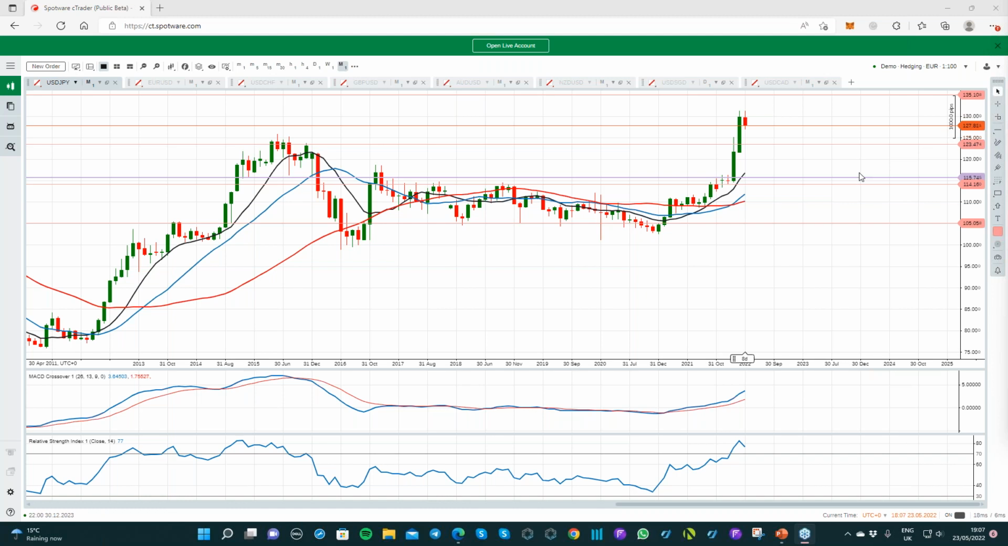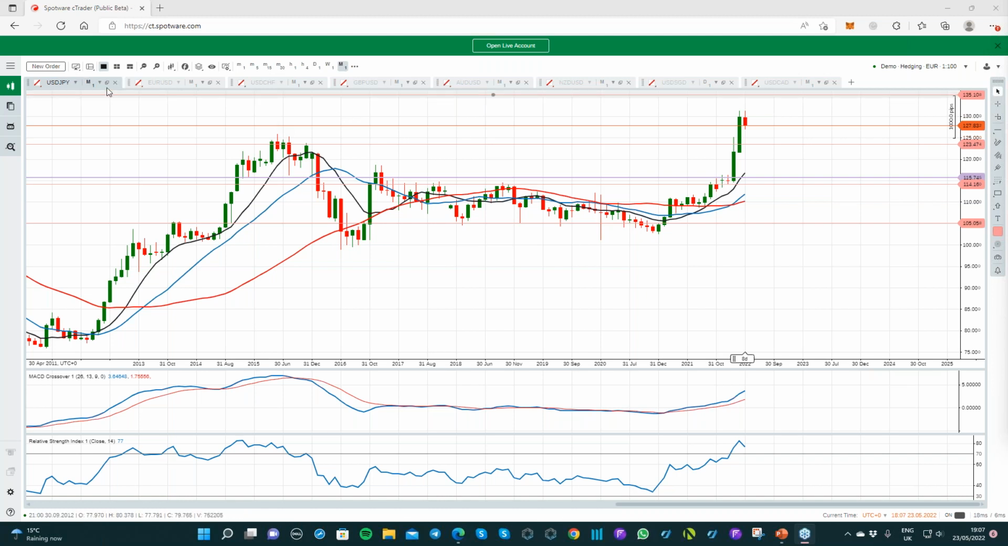Okay, so I've got the IC Markets platform up here, and I am going to go straight in with dollar yen. The reason I'm starting with dollar yen is quite simply because I have been trading it a lot lately, because it's been trending very, very nicely.